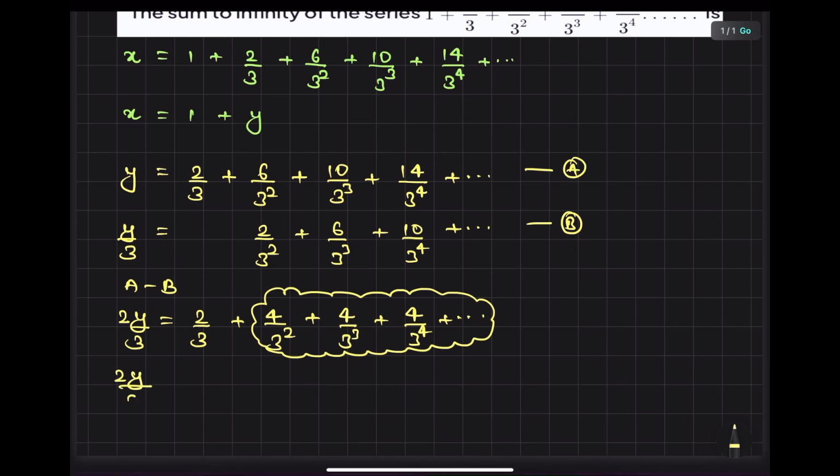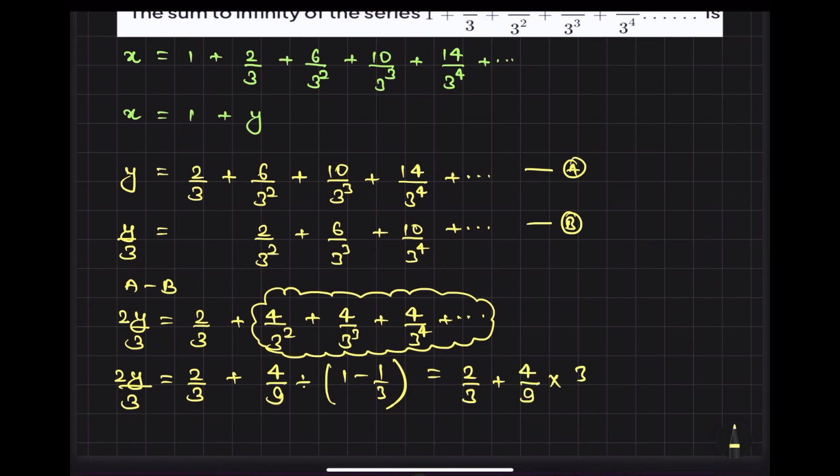So 2y by 3 equals 2 by 3 plus 4 by 9, a by 1 minus r. I hope till this part you guys are comfortable. Now let's write down this thing again. 2 by 3 plus 4 by 9 multiplied by 3 by 2. So 3 times 2, 2 times. So 2 by 3 will become 4 by 3. So this 3 gone, this thing gone. So the value of y becomes 2.